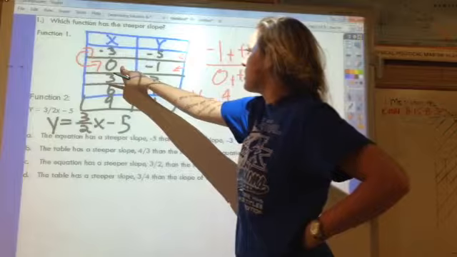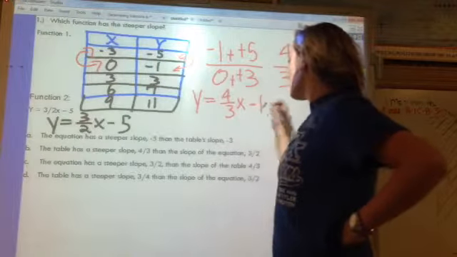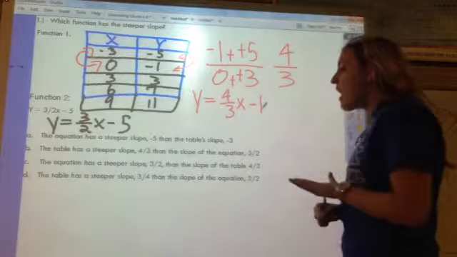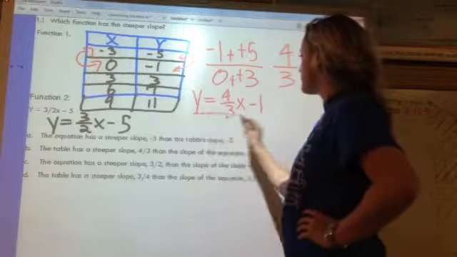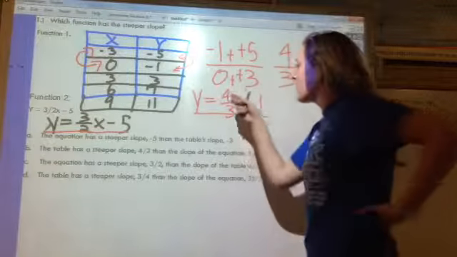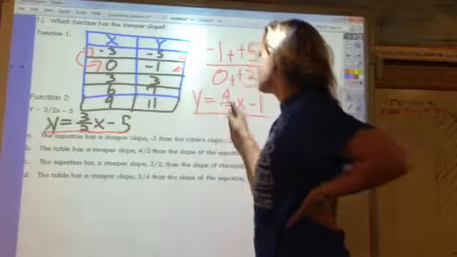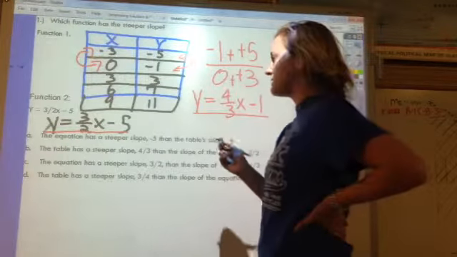Wherever x is 0, y is the y-intercept. So my y-intercept here is -1. All right. Now that I have two equations, function 1 and function 2, I can go ahead and compare them. But remember, whenever I see these fractions for slope, I need to turn them into decimals because it'll be easier to compare.